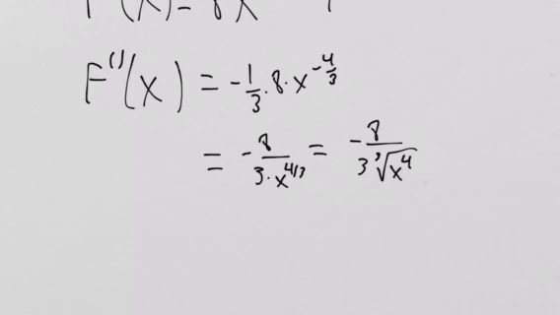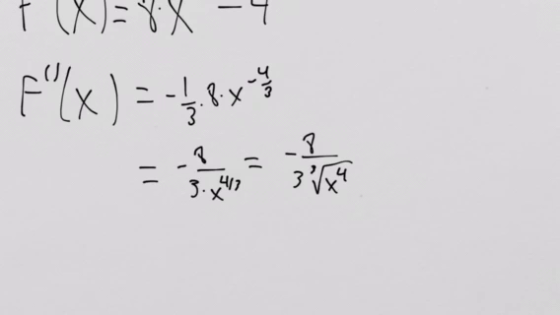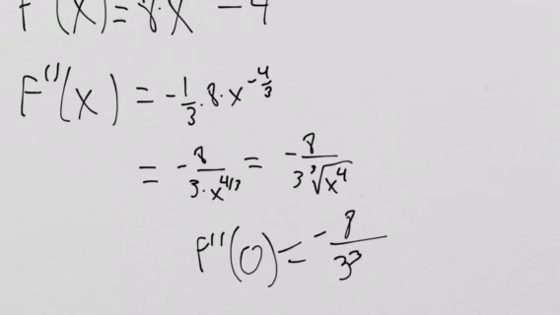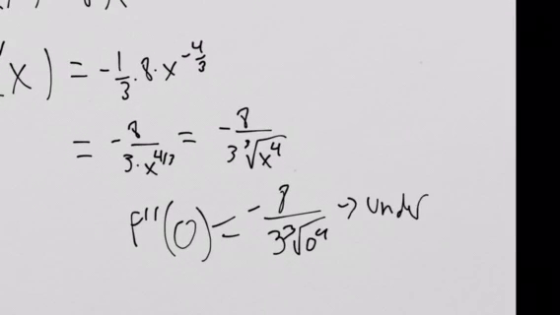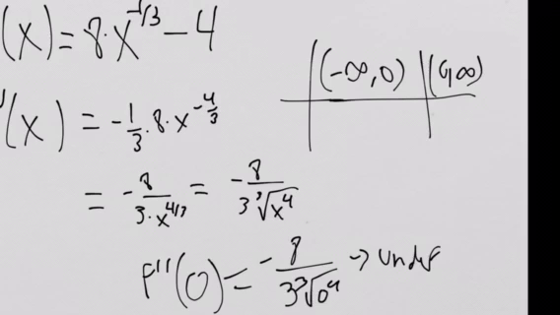So where are our potential points of inflection? Well, there's no place where f double prime is equal to 0. There's no x value we can plug in and get 0. But if we plug in x equals 0, we are going to get an undefined second derivative, which means that could be a place where the concavity switches. 3 times the cube root of 0 to the 4th is undefined. So when we make our table, we should go negative infinity until 0, and then 0 until infinity. We're going to talk about f double prime, and then we're going to use it to describe f.